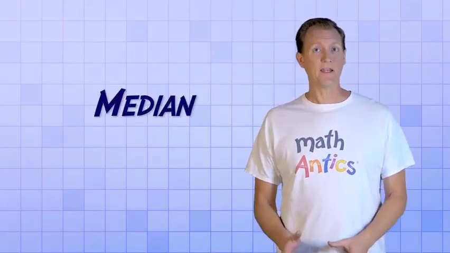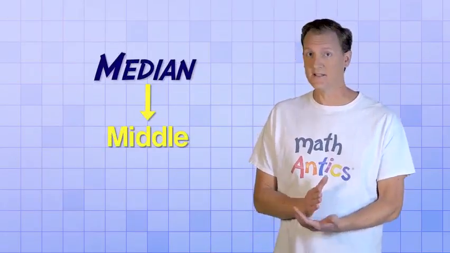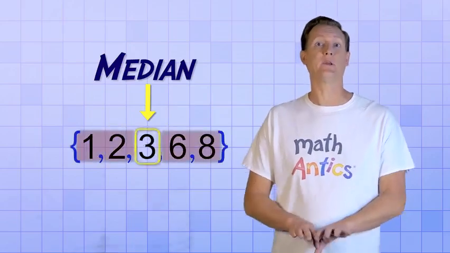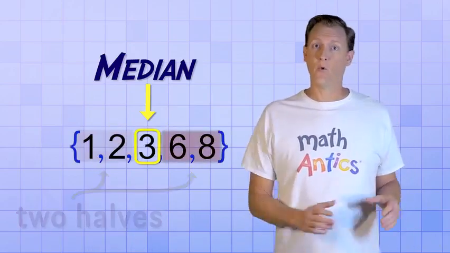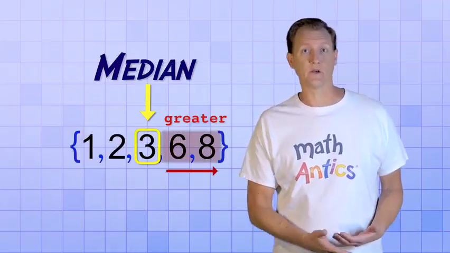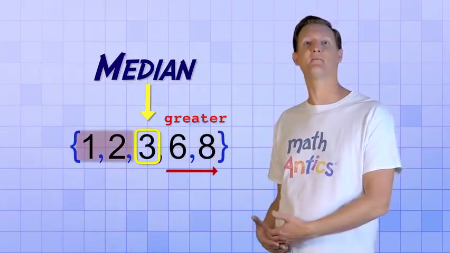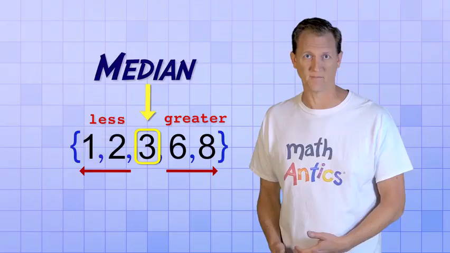Alright, that's the mean. Now what about the median? The median is the middle of a data set. It's the number that splits the data set into 2 equally sized groups or halves. One half contains members that are greater than or equal to the median, and the other half contains members that are less than or equal to the median.